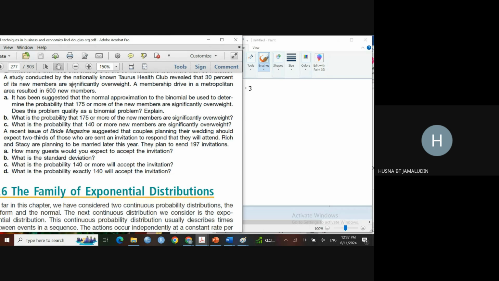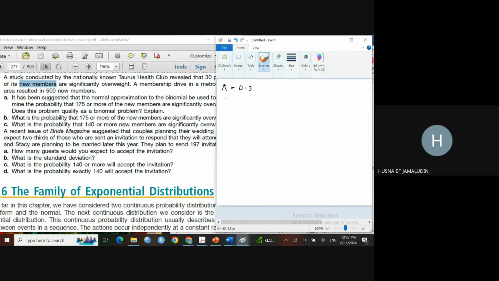Well, you are talking about members. Member is what? New member. Member is a person, right? So you are saying that 30% of the new members are significantly overweight. When you talk about a person, this is binomial, right? You count the person. This is a discrete number. So you think that you have the pi, you have the discrete variable, this could be chapter 6. Okay, let's continue. A membership drive in a metropolitan area resulted in 500 new members. So you have your n is 500. If you look at this n, 500, this is too big. Of course, it is more than 20. Now you know, even though it is talking about a discrete variable, the number is too big, so you have to apply the approximation to binomial.